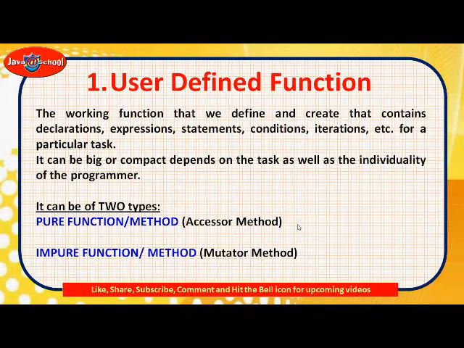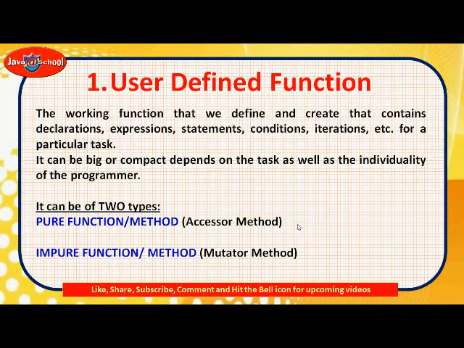These functions are of two types. The first one is called pure function or pure method. Technically it is called an accessor method. The second one is called impure function or method. Technically it is called a mutator method. So these are two different types of user-defined functions.